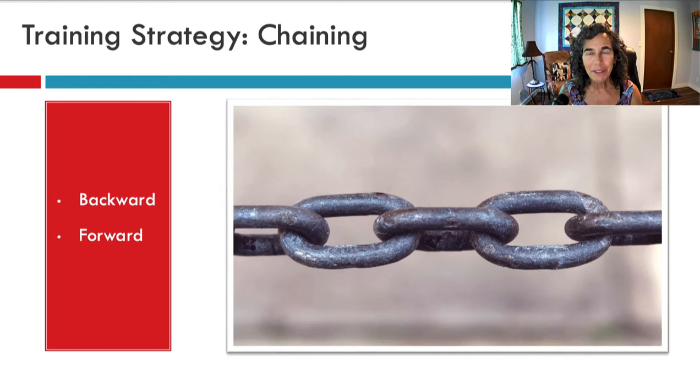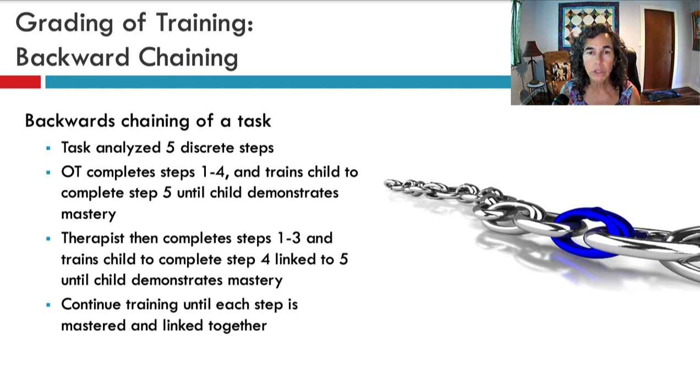And now I want to introduce you to two kind of cool strategies. The strategy is called chaining, and there's backwards and forwards. So backwards chaining. Say a task has 5 steps. With backwards chaining, the OT completes steps 1 through 4, and the child does the 5th step, right, until they master it. Then the therapist does steps 1 through 3, child does 4 and 5, etc.